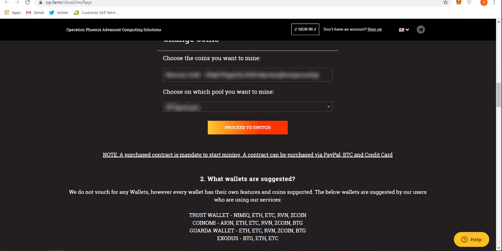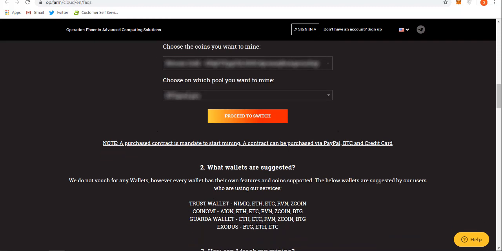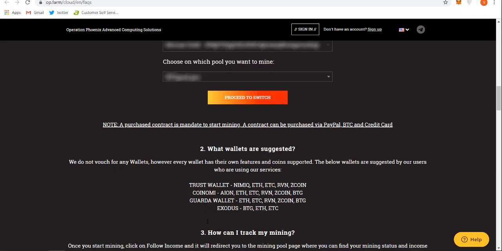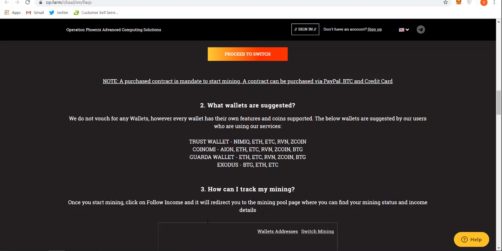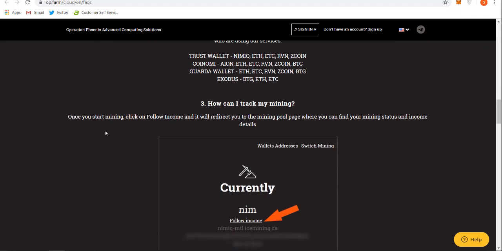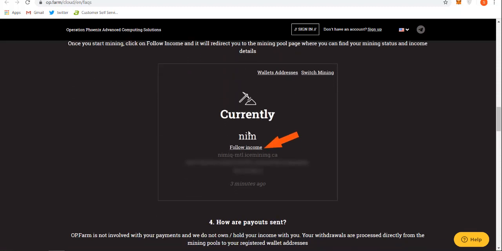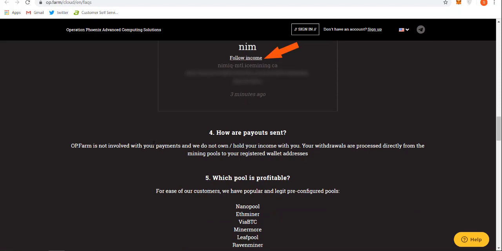What are the wallets that are suggested? You can use Trust Wallet, Guarda Wallet, Exodus Wallet, or Coinomi. These are all the wallets that are supported and suggested by them so that you receive a payout faster and easily. How can I track my mining? Once you start mining, click on follow income and it will redirect to the mining pool page. You can find your mining status and income details easily. Follow mining income, just click on this and your payout will be sent.